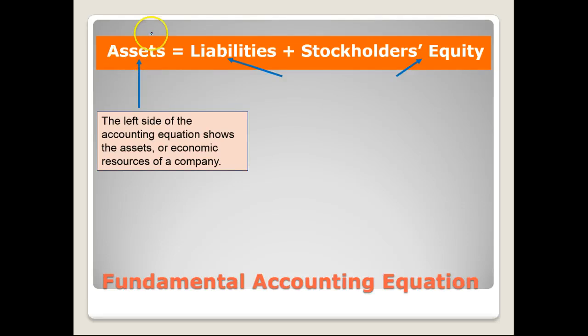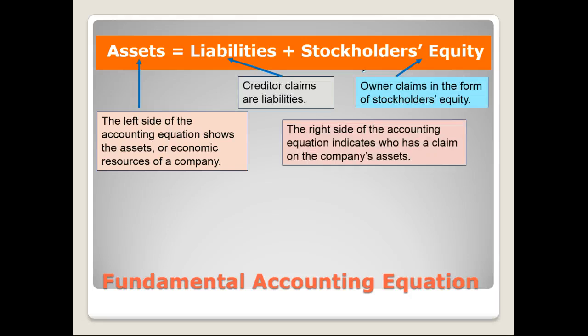Assets, the total of all assets in a company must equal the total of all liabilities and the total of all stockholders' equity. The left side of the accounting equation shows the assets. The right side shows the claims on assets. So we've got assets and claims on assets.